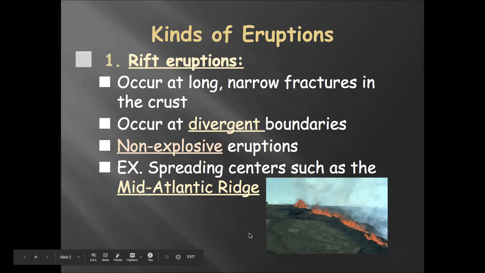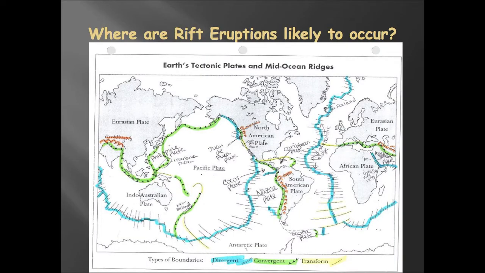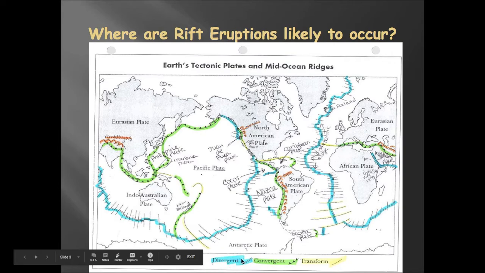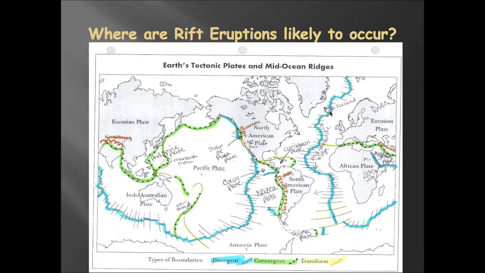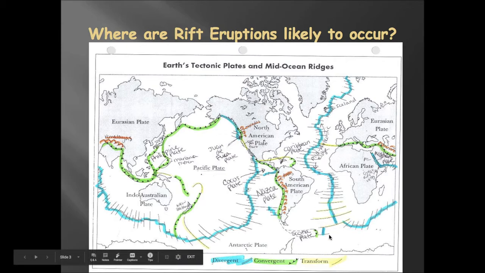A good example of this would be at the Mid-Atlantic Ridge. Remember, ridges form at oceanic divergent boundaries, and the magma comes up and makes new crust. So if we looked at a map, and we wanted to see where the rift eruptions were, I would look down here at my key. Blue is divergent, green is convergent, and yellow is transform. Anywhere where we have blue are going to be my rift eruptions. So up here at the Mid-Atlantic Ridge, in Iceland, that's where that picture on that last slide was. Maybe a little here off the coast of Canada and Alaska. Mostly in the ocean. That's generally where these are.